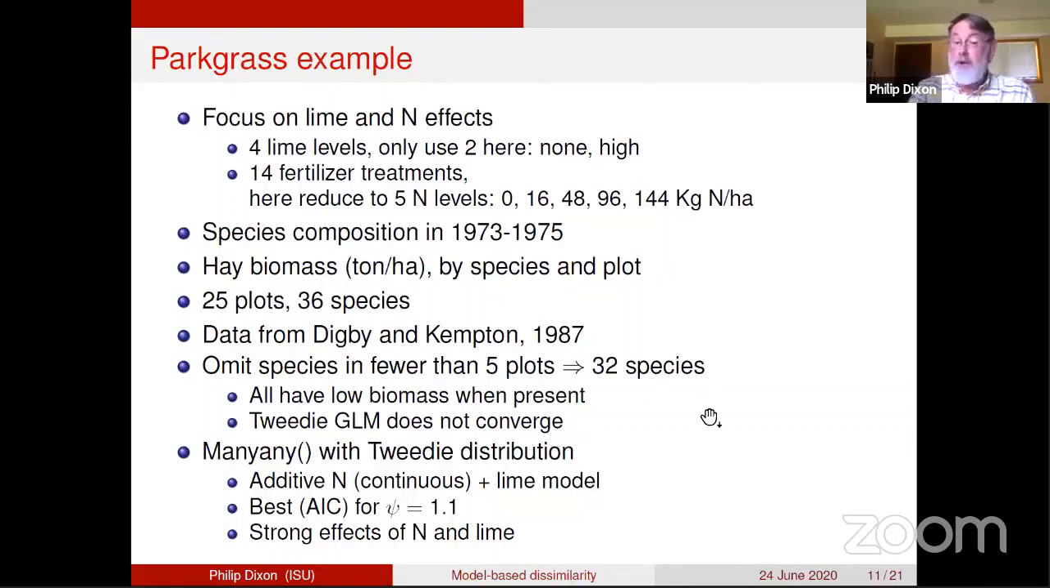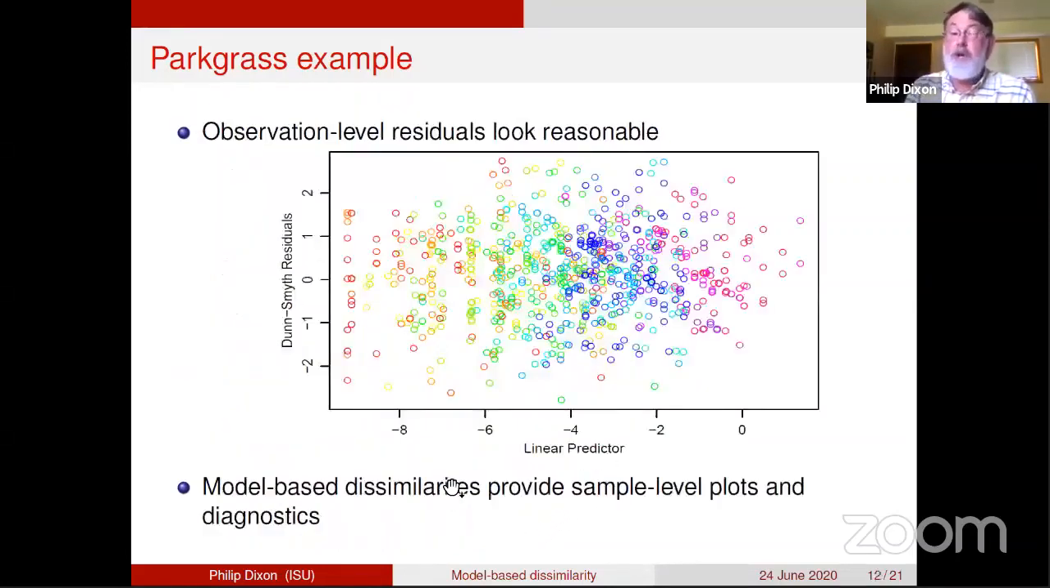If you fit a Tweedie distribution using the manyany function, using a model where we have additive nitrogen effects and lime effects, we find strong evidence for effects of nitrogen and effects of lime. If we use the default diagnostics from manyany, which are diagnostics at the observation level, which are very good for evaluating the variance to mean relationship, we see that that plot looks reasonably good. Model-based dissimilarities provide sample-level diagnostics and sample-level plots rather than observation-level diagnostics.